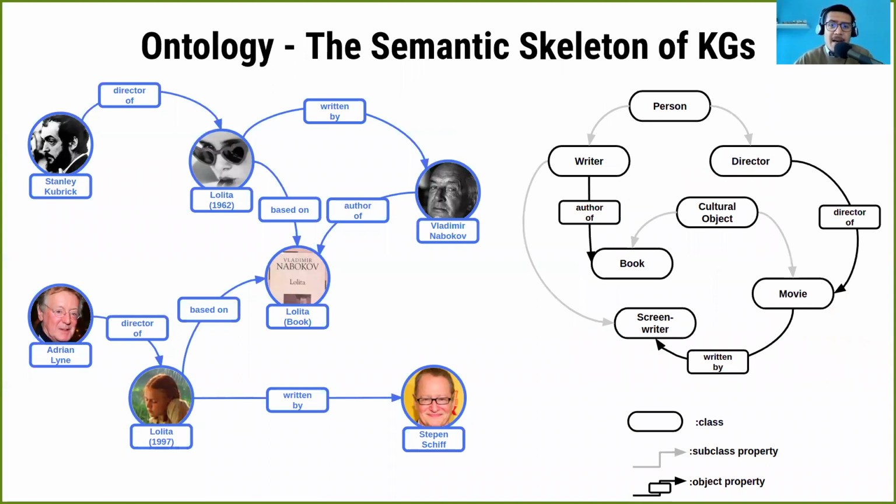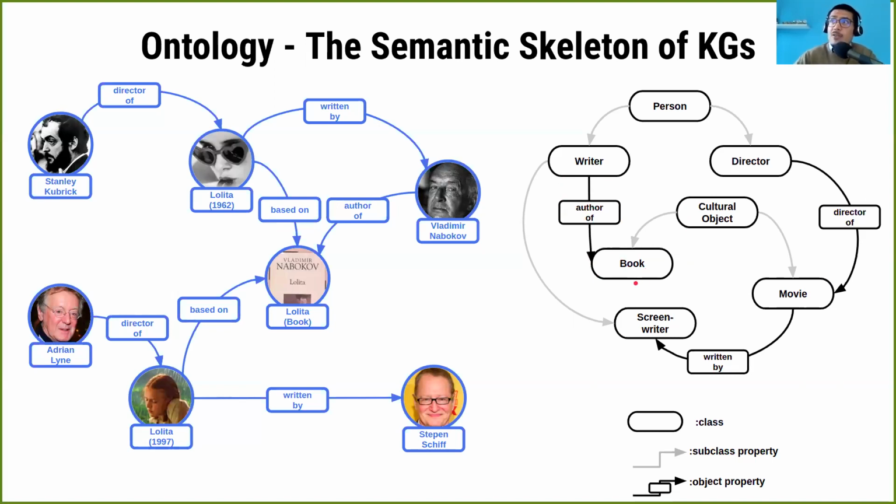Behind these facts or statements, there is a sort of semantic skeleton that is known as an ontology. The ontology defines the semantics of the entities and the relationships in the knowledge graph. The ontology can also be represented as a graph in which the nodes define the classes of our data, for instance, people, directors, writers. In this specific graph, the green-colored arrows define a subclass relationship. For instance, a cultural object, in this case, is a book, while the black-colored arrows define the object properties that describe the semantic relations between the classes. For instance, in this case, a writer is an author; it can be the author of a book.